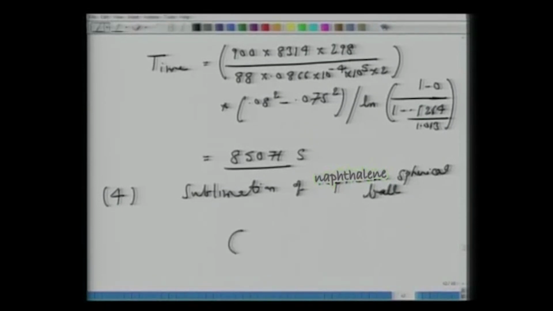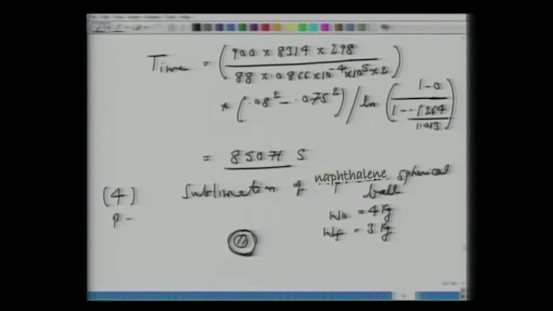So we have a naphthalene ball like this, spherical. It's given that to start with its weight is 4 kg. As it evaporates, it shrinks, and the final weight is 3 kg. So the question is same.